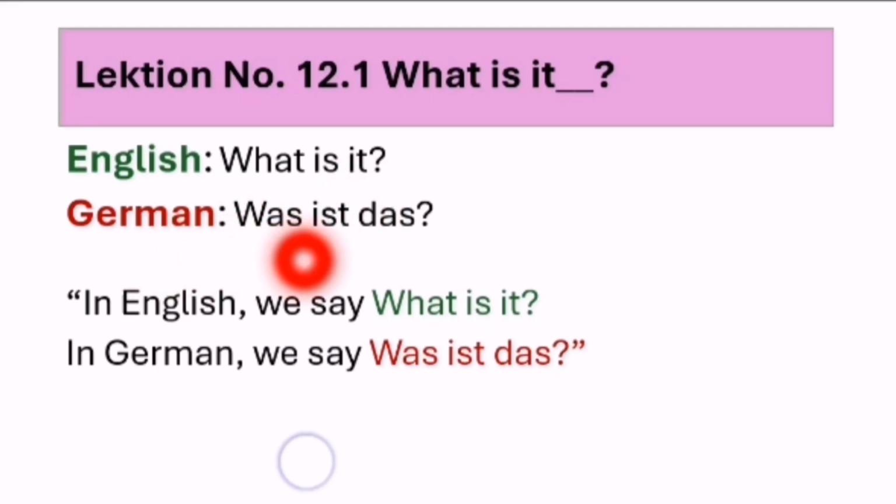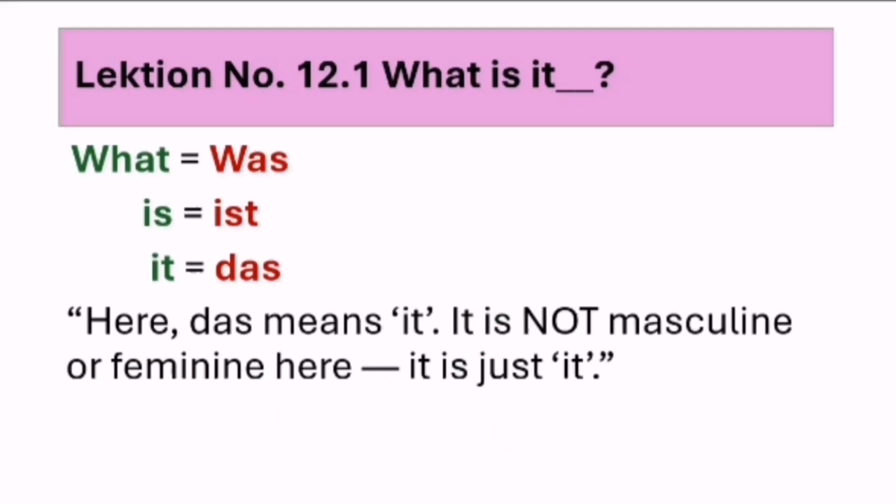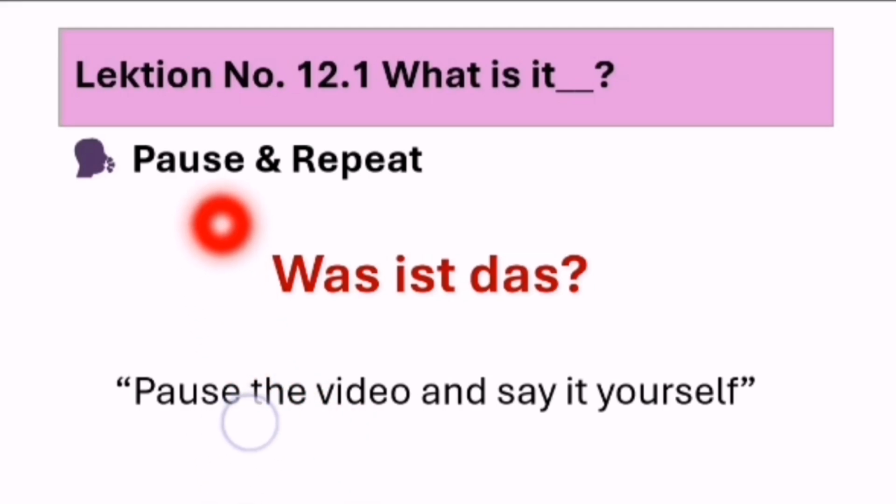In English, we say, what is it? In German, we say, was ist das? What, was; is, ist; it, das. Here, das means it. It is not masculine or feminine here. It is just it.